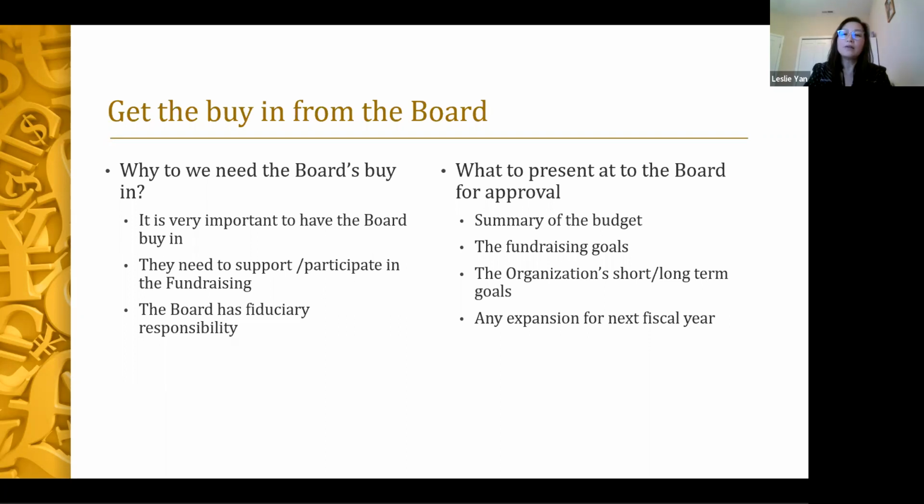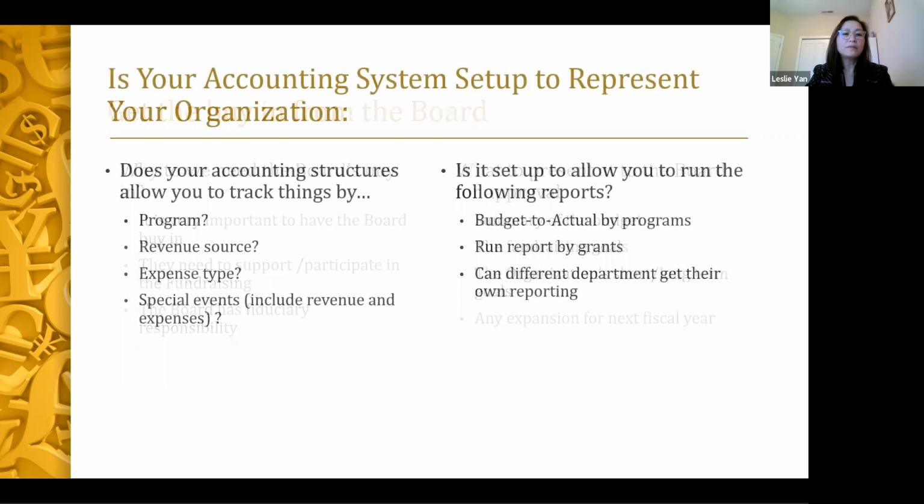Now, on the next slide, I'm going to ask you a couple of questions to make sure you know if your accounting system is capable of tracking your revenue and expenses. You need to figure out if your accounting structure allows you to track revenue and expenses by programs and by revenue source, which means the grant funding, especially those restricted funds. You want to make sure that your system is able to track those and you can print out a report easily to make sure that your expenses are in compliance with your grants. And it also allows you to track your expenses by types, by special events.